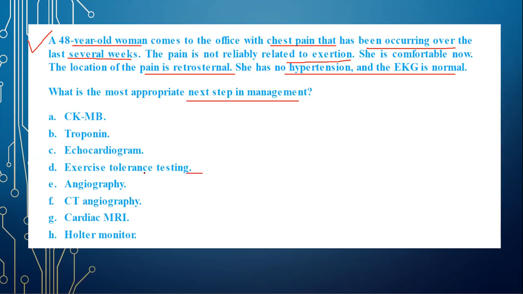So you need to do an exercise tolerance test only, because this patient is having a lot of chest pain over several weeks and doesn't have any baseline ECG abnormality. Nothing is written that the patient cannot do exercise. So the next appropriate thing is to see whether this woman has any reversible ischemia or not. So you do an exercise tolerance test. That is the reason I discussed this a lot, because sometimes we might need to choose this option.